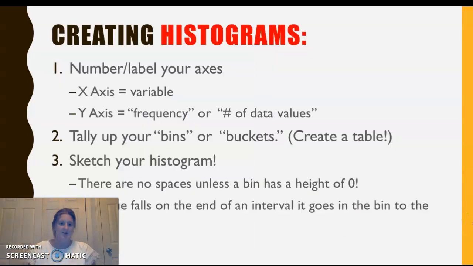So creating your own histogram, first step I would say label your axes X and Y. On the y-axis, you're going to have your frequency or your number of data values. Then you're going to tally up your bins or buckets. Frequency tables are perfect for this. Then you're going to sketch your histogram. You won't need a bar or a bin if you have 0 people in that. If a value falls on the end of an interval, it goes to the bin on the right. We'll do an example where that happens, but that's an important point.